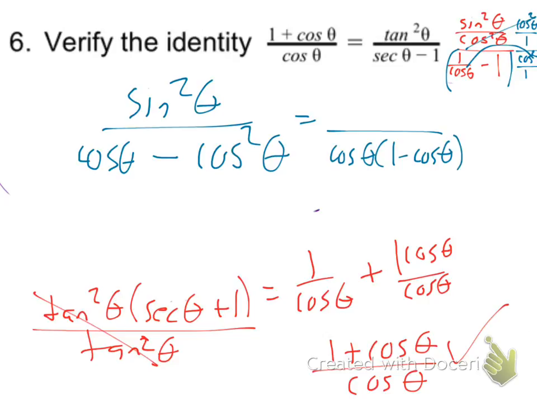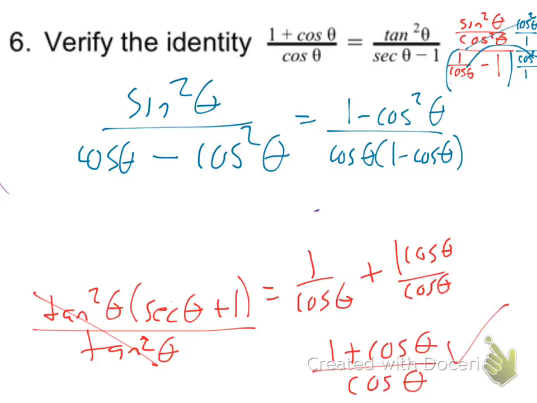Maybe I shouldn't have put it together. But what would the top be? Can I change sine squared to something else? Yeah. 1 minus cosine squared? No, I can't cancel that. Oh, wait. I'm not going to multiply by 1 plus cosine theta. What is 1 minus cosine squared? It is sine squared, you're right.